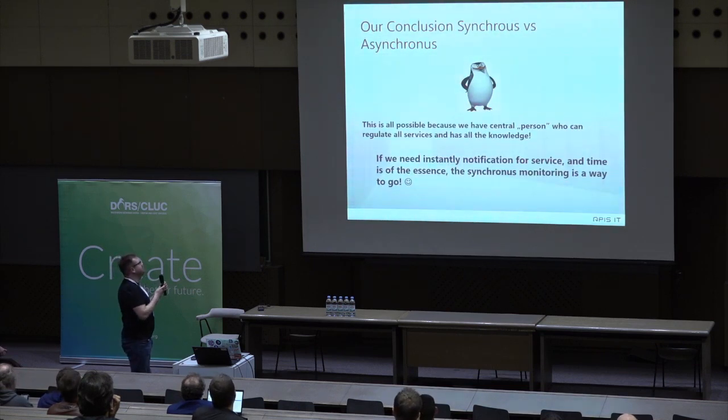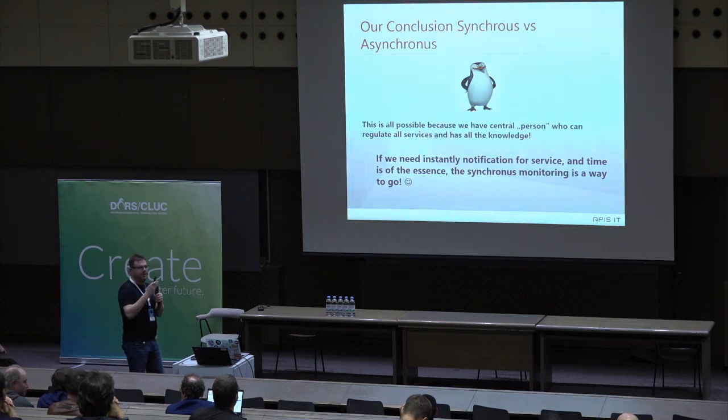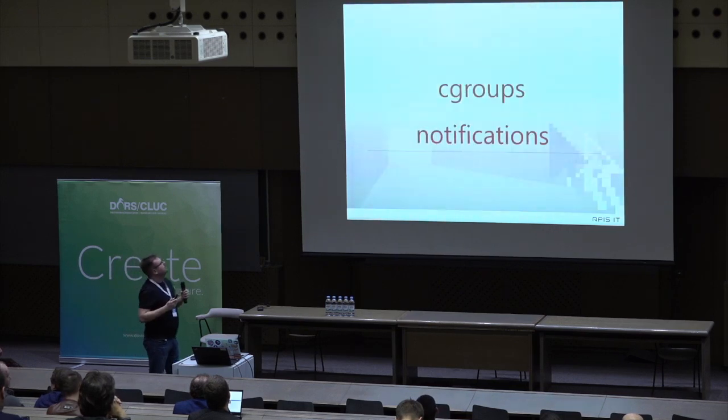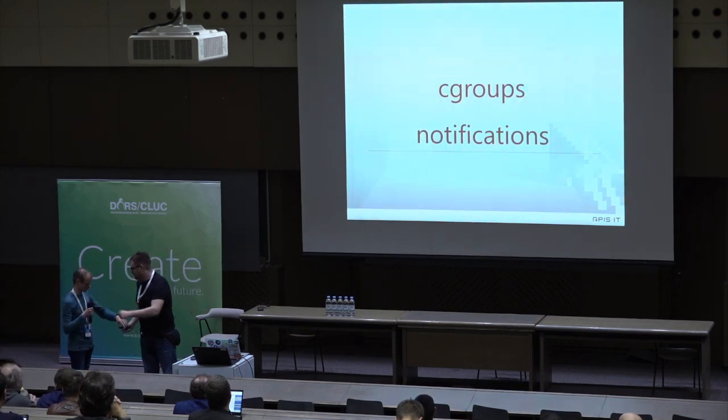So, synchronous versus asynchronous, our conclusion is this: all of this is possible because we have a central entity, systemd, which is notified instantly about everything that happens under it. So if we need instant notification for a service and time is of the essence, synchronous monitoring is the way to go. Now I'll get Dario to continue this with cgroups.